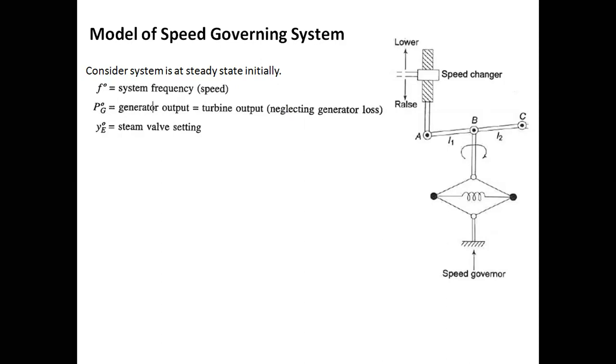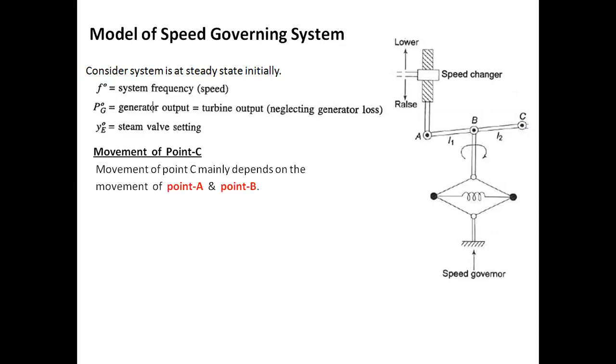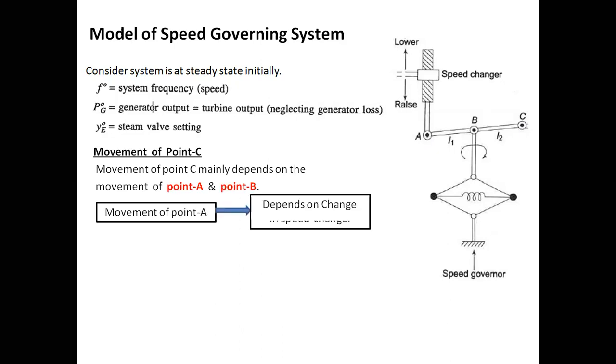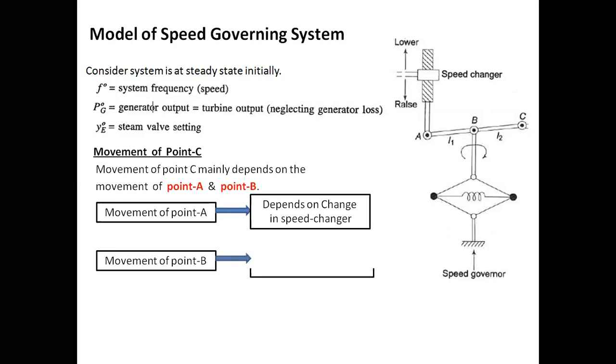Now in this lever system, you can see the ABC lever is there. First of all, the movement of C is important here. The movement of C mainly depends on the movement of A and the movement of B. The movement of A mainly depends on the speed changer operation. Similarly, the movement of B mainly depends on the flyball operation, that is, the change in generator speed.